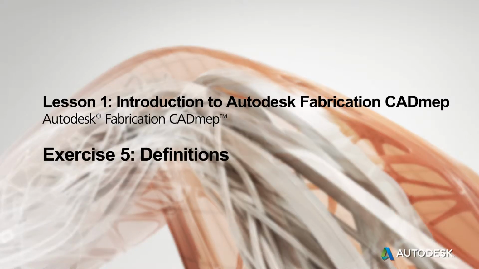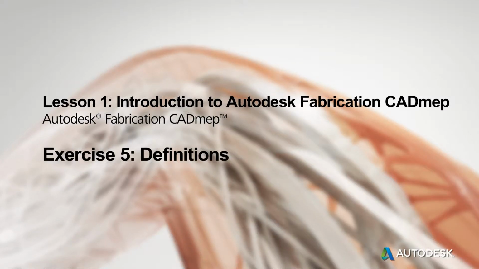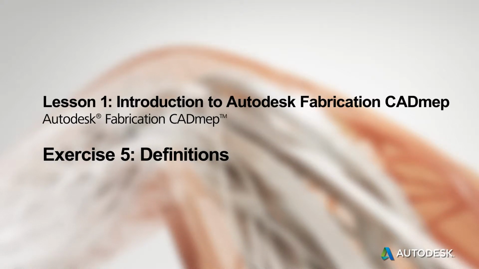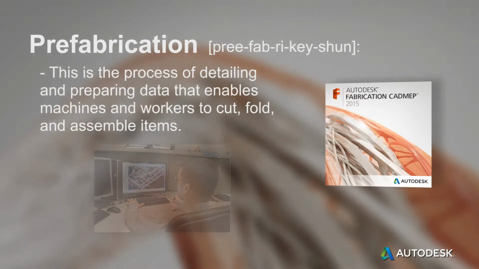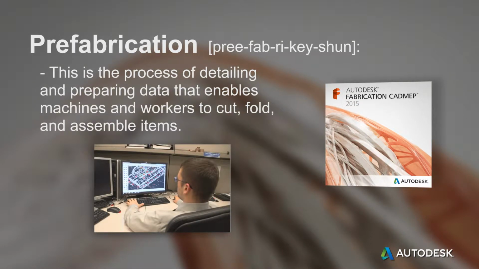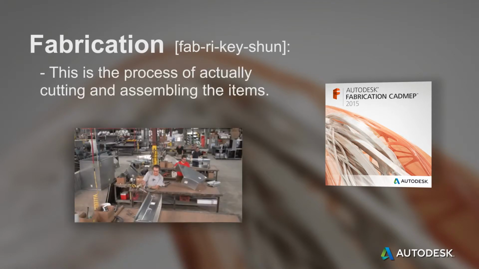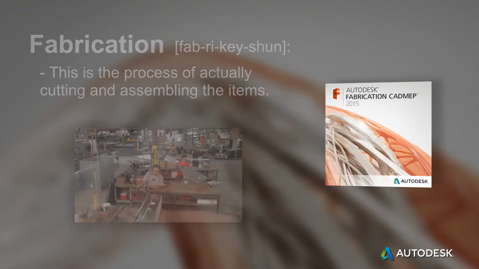Exercise 5, Definitions. The following are specialized terms used within this course and the MEP fabrication industry. Prefabrication. This is the process of detailing and preparing data that enables machines and workers to cut, fold, and assemble items. Fabrication. This is the process of actually cutting and assembling the items.